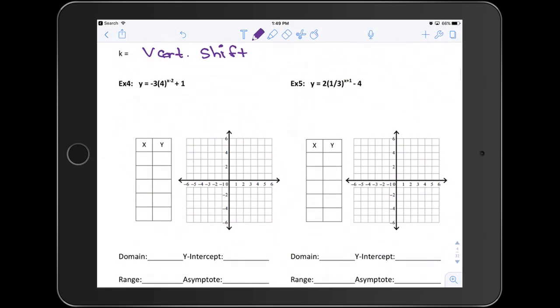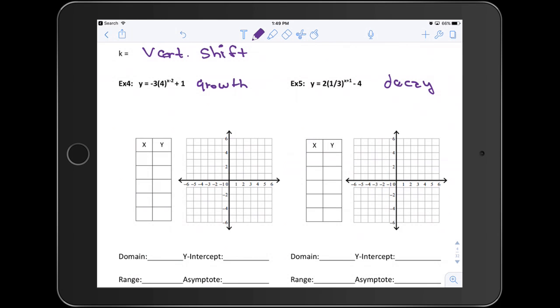Okay, so let's talk about this. So I have an example 4 and 5. And in 4, looking at it very quickly, I can tell this is a growth. How do I know? Well, my B value is 4. And here we have a decay. And how do we know? Because the B value is 1/3.